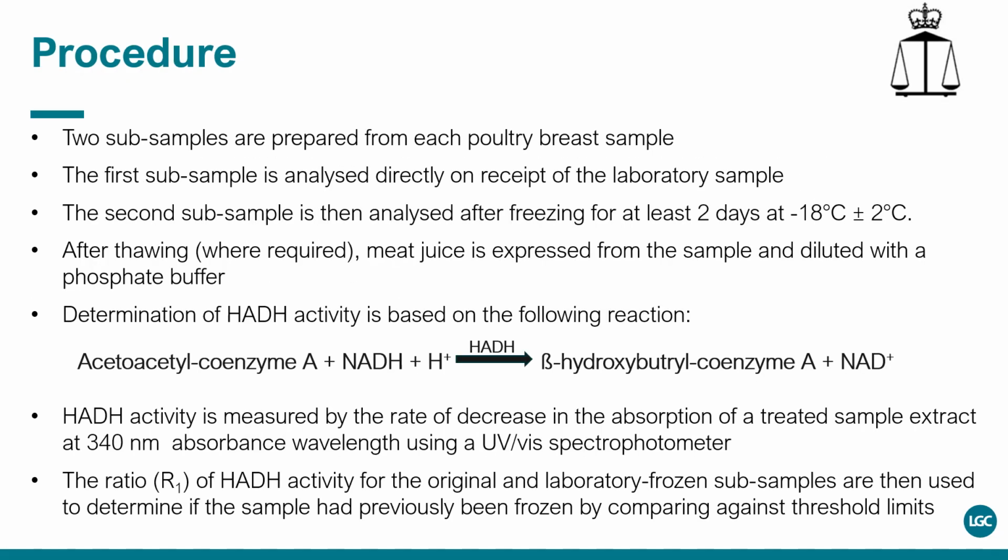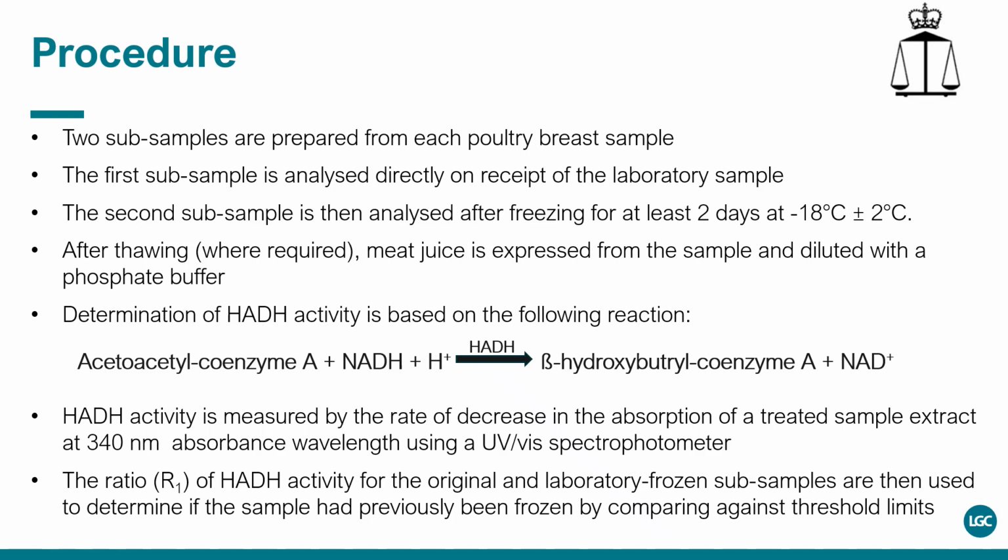The procedure involves preparing 2 subsamples for each poultry breast sample. The first subsample is analysed immediately, and the second subsample is analysed after it has been frozen for at least 2 days at -18 degrees C plus or minus 2 degrees C.